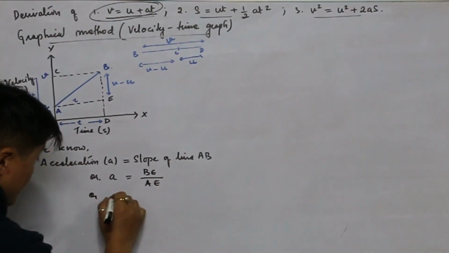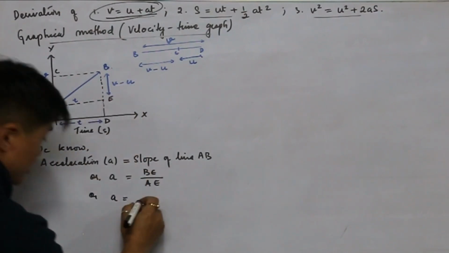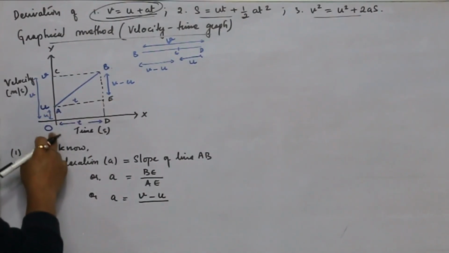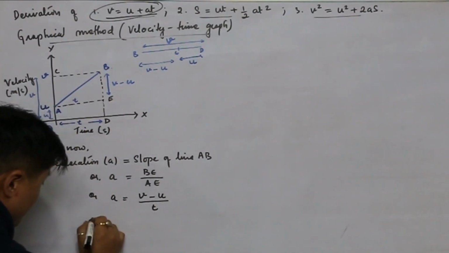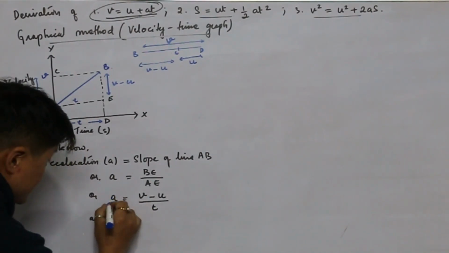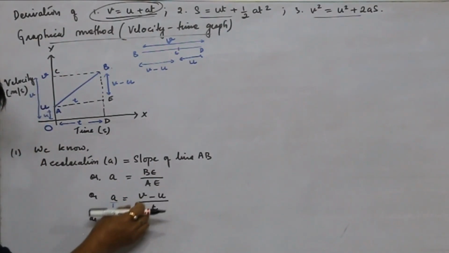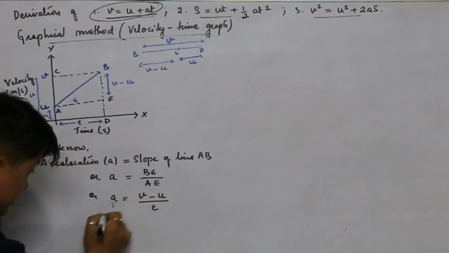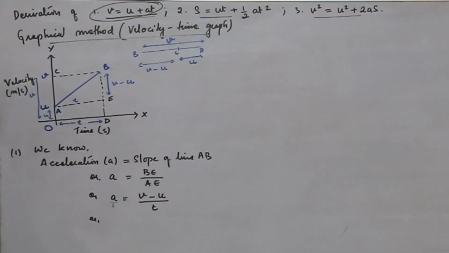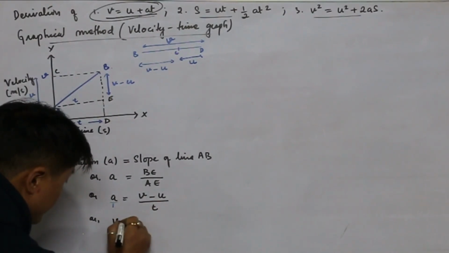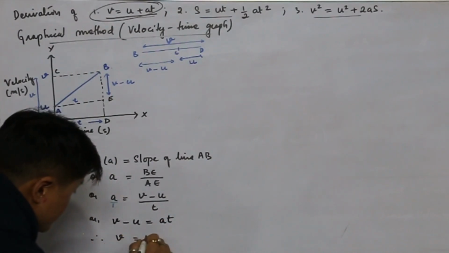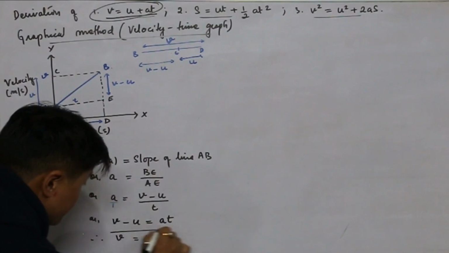So A is equal to BE, how much is that? We have already got this: (V minus U) divided by AE is how much? OD, that is T. We do the cross multiplication, T into A, or simply A upon 1. We require V first, so we write this cross multiplication. Either you do this and write it first, or that and write it first, either way it's the same. This is V minus U is equal to AT, therefore V is equal to U plus AT.